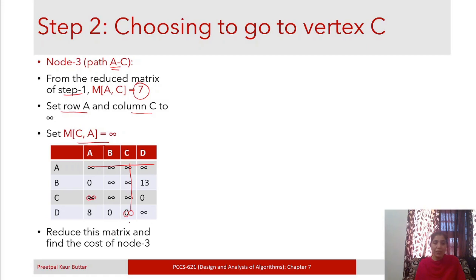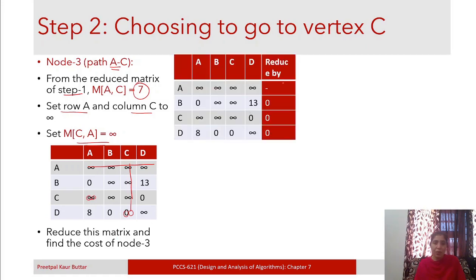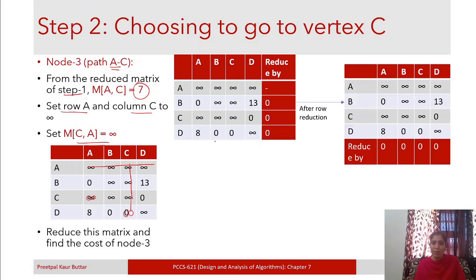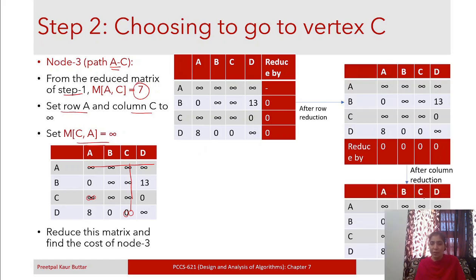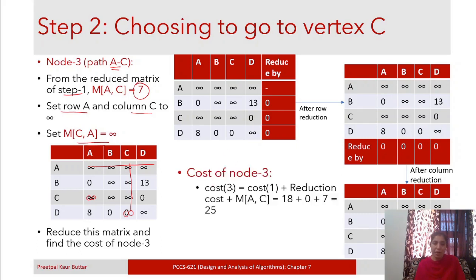Okay, now we can reduce this matrix. So when we go for row wise reduction, then there is no reduction, right? Because all values are 0 or there is a dash. Okay, so after row reduction, the matrix is the same. Similarly, after column reduction, the matrix is the same. Now we can calculate the cost. Cost of node 3 is cost of 1, the reduction cost, and the cost of reaching from A to C. So cost of 1 is 18, the reduction cost is 0, and the cost of reaching from A to C is 7. So the overall cost is 25.